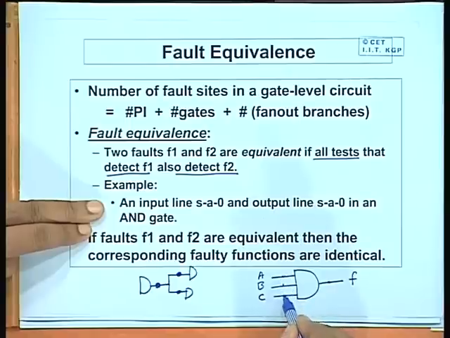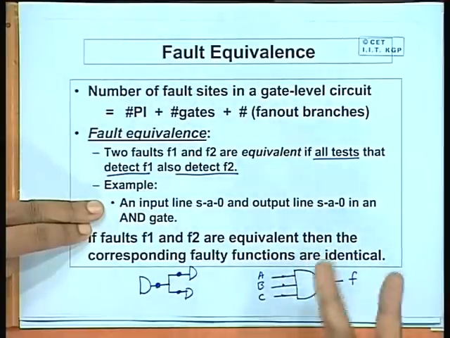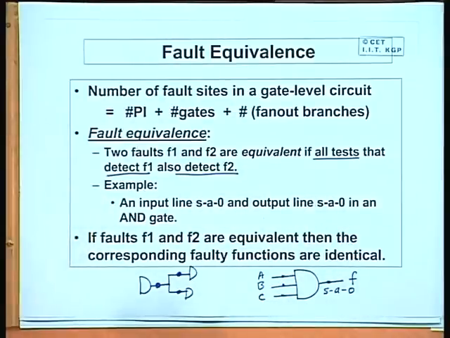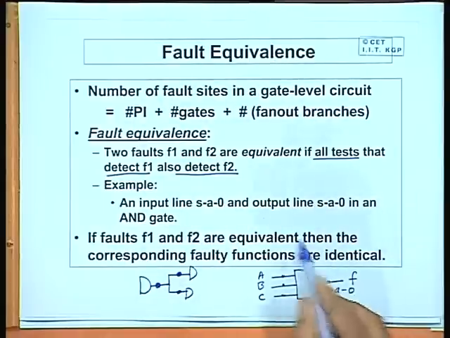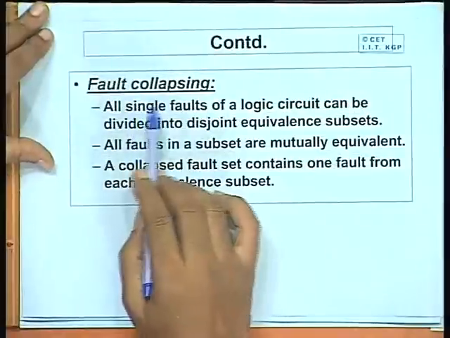So, if any of these 4 faults occur, the output value will be the same. So, instead of considering these 4 faults, we take any one of these 4. Say, for example, we only consider the F stuck at 0 fault and we delete the A stuck at 0, B stuck at 0 and C stuck at 0 from our consideration. So, in this example, A 0, B 0, C 0 and F 0, these 4 faults are equivalent. If we find such sets of equivalent faults, the next step we carry out is something called fault collapsing.